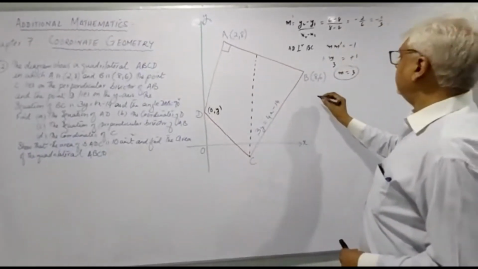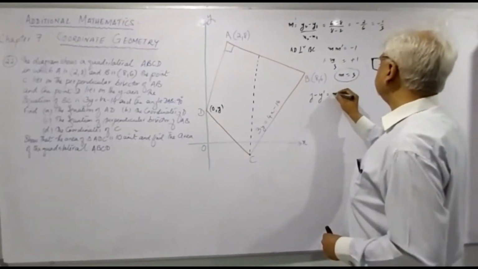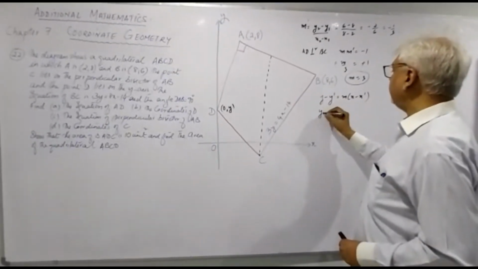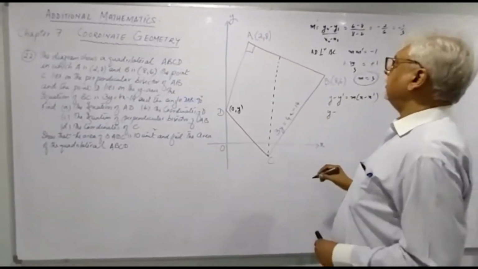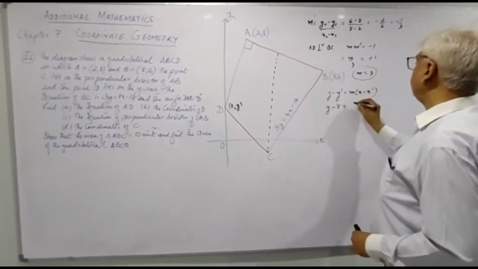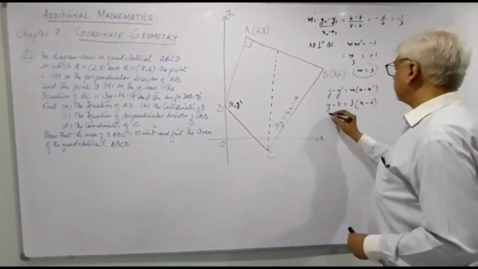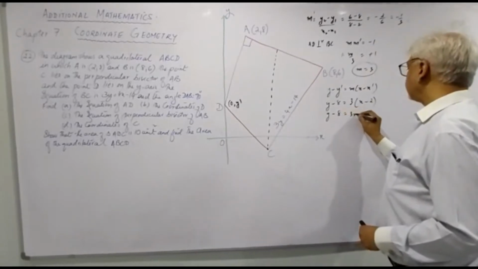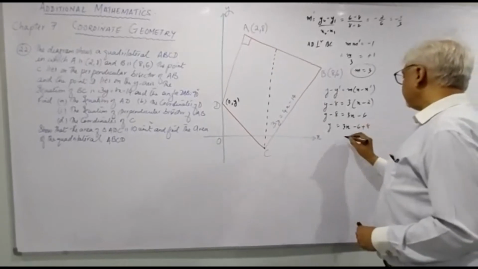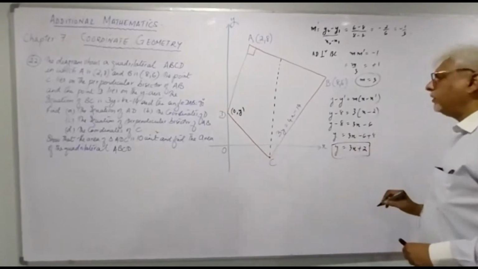So using the formula y - y' = m(x - x'), let's take (x', y') = (2, 8), and the slope we've just calculated is 3. So y - 8 = 3(x - 2). We solve this equation: 3x - 6, so y = 3x - 6 + 8, so y = 3x + 2. This is the equation for AD.